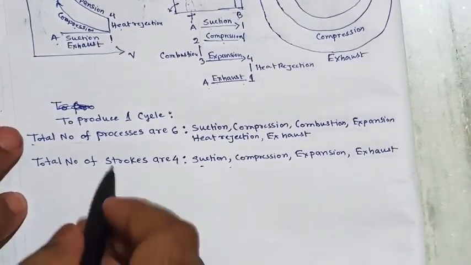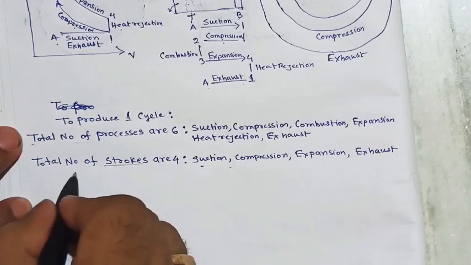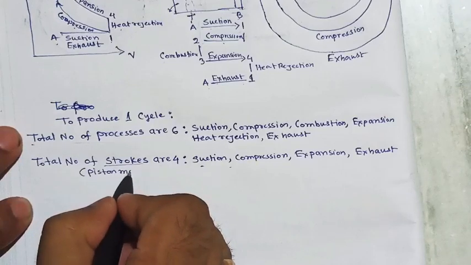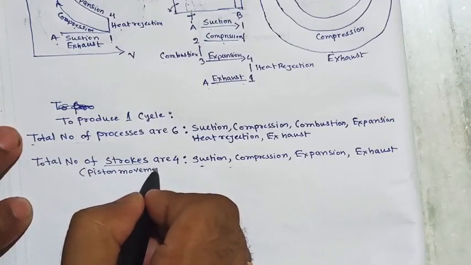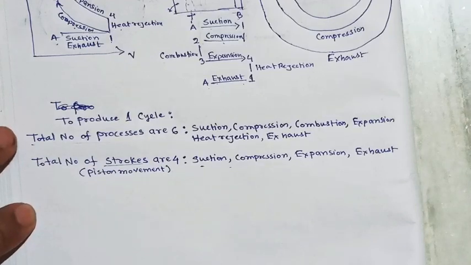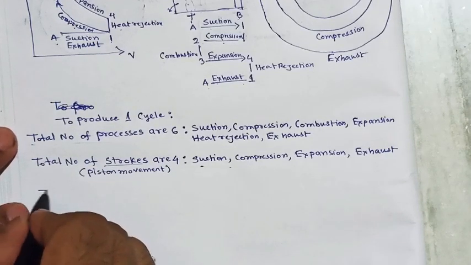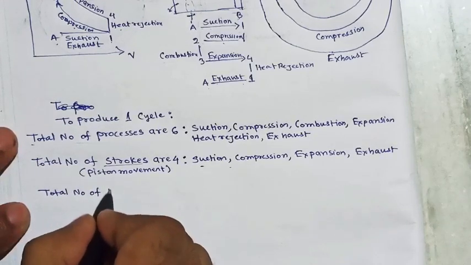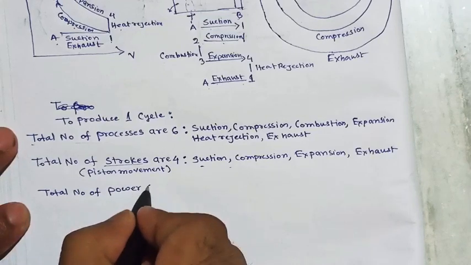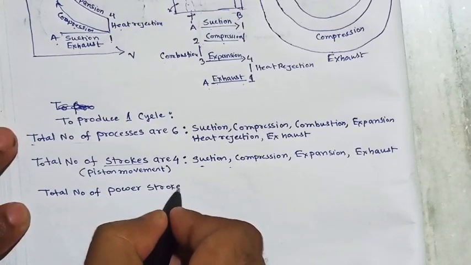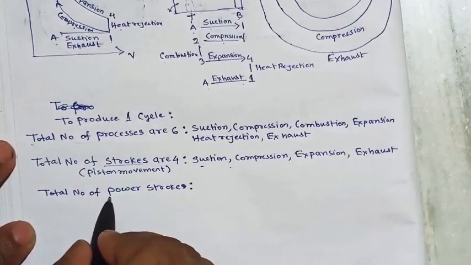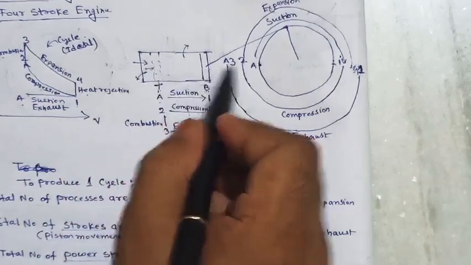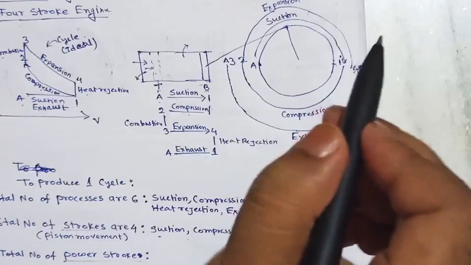Now this stroke is a piston movement. The total number of power strokes. Now what is the power stroke? Here, only in the expansion process is the power produced to rotate the crank.